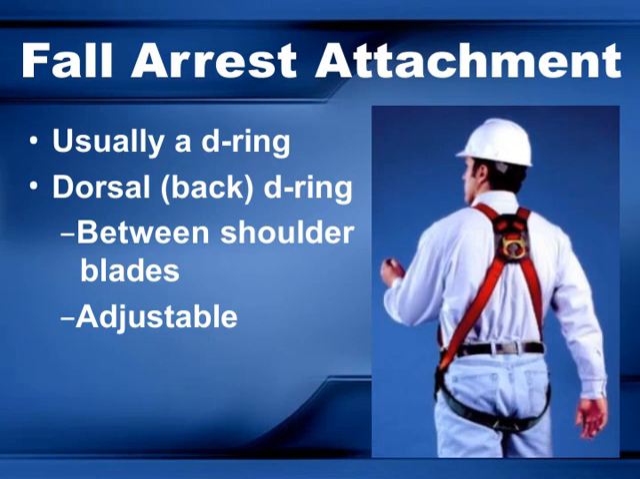Usually, the fall arrest attachment is a D-ring, which is a crucial safety component. The most common type is the dorsal or back D-ring, located between the shoulder blades. This placement is key because it allows for even distribution of force in the event of a fall, helping to prevent injury. The dorsal D-ring is also adjustable, meaning you can customize the fit for comfort and proper positioning.